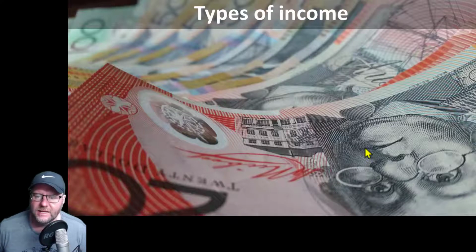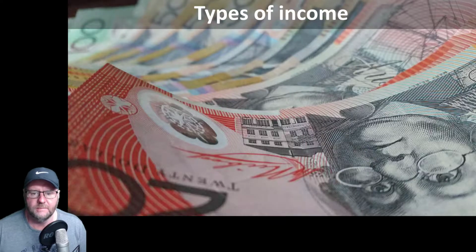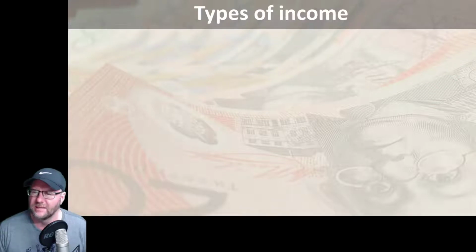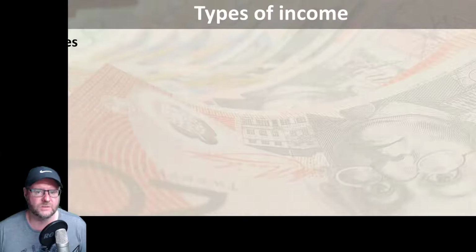All right, we are going to talk about some different types of income and ways that you can earn money and how we can calculate it. So there's a couple in particular we're going to look at in this video, that is wages and salary. And they sound kind of like they're the same thing. They're both income, but they're slightly different and the calculations we do with them are slightly different.